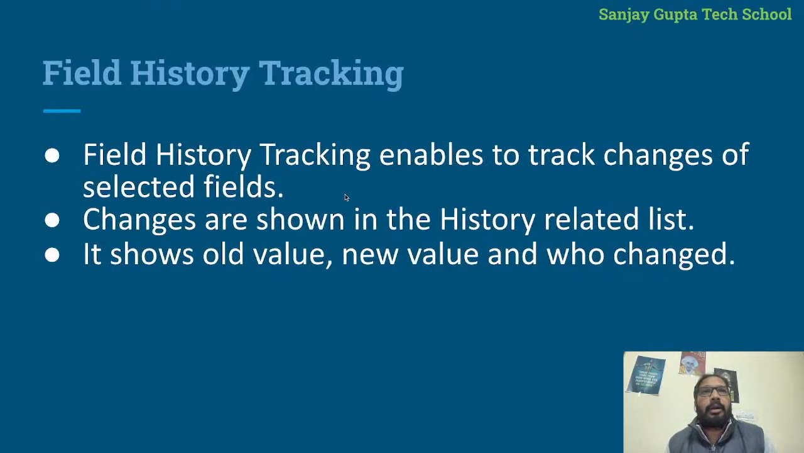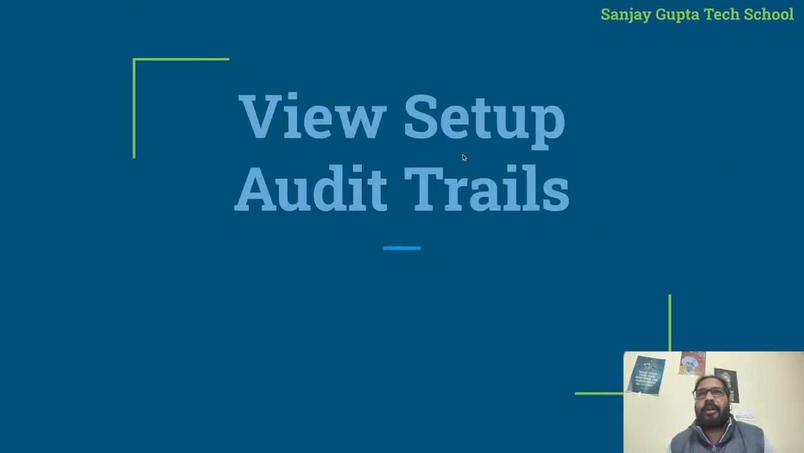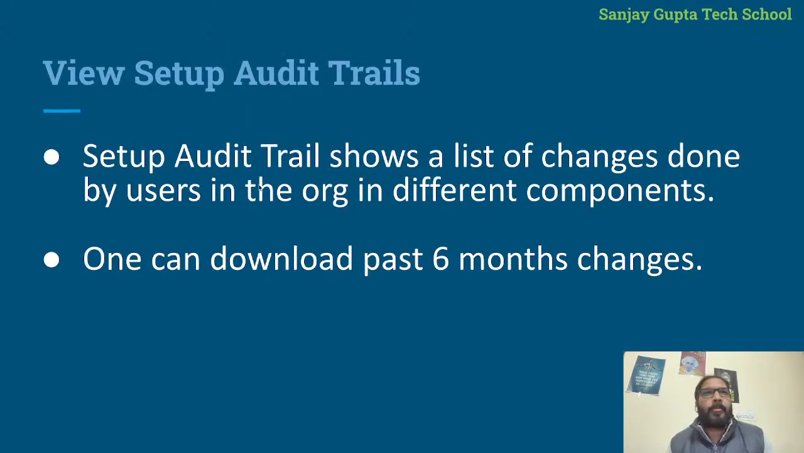Right. So now moving further, we have one more topic that is setup audit trails. It is very easy, but you need to know it. It shows a list of changes done by users in the org in different components. One can download past 6 months changes, right? For example, suppose by mistake you have changed something, and your project manager or your team lead wants to see who changed that particular item.